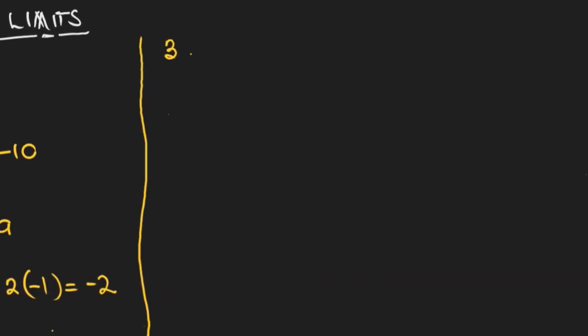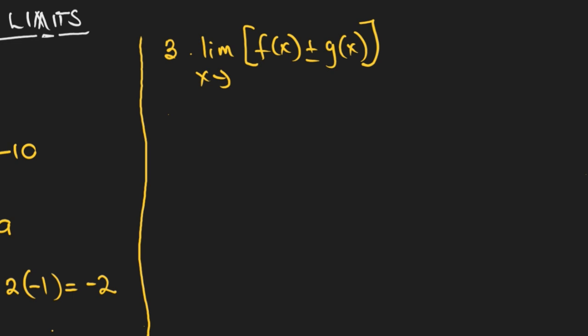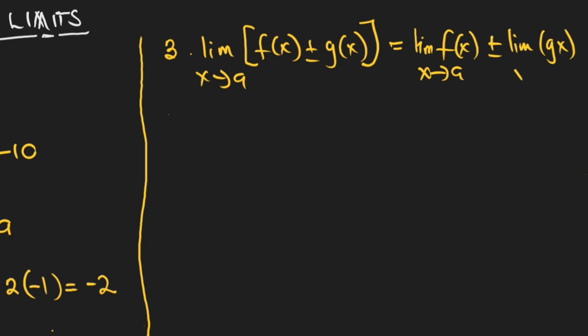The third one, if I have the limit of, let's say, f of x plus or minus g of x as x approaches a, this should give me, so I take them function by function, the limit of f of x as x approaches a plus or minus the limit of g of x as x approaches a.